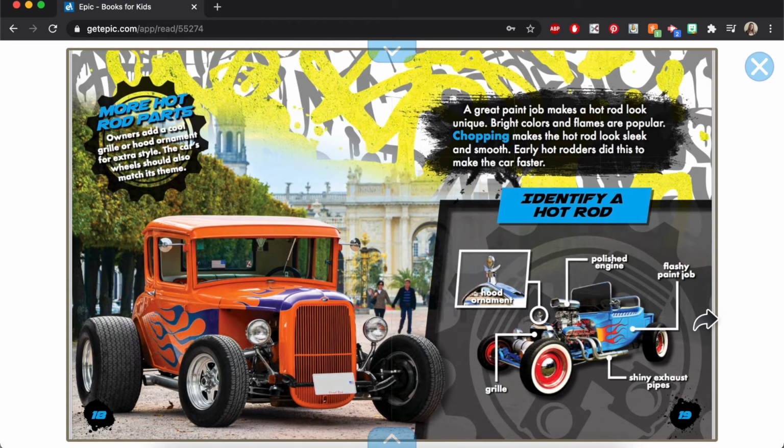A great paint job makes a hot rod look unique. Bright colors and flames are popular. Chopping makes the hot rod look sleek and smooth. Early hot rodders did this to make the car faster. And then it shows the different parts of the hot rod. You've got the hood ornament, that's a little figurine on the front, the grill, the shiny pipes, the polished engine, and a flashy paint job, all to show off the different parts of the car.